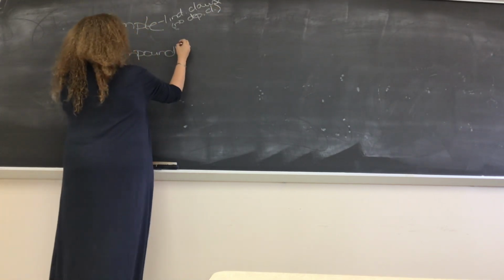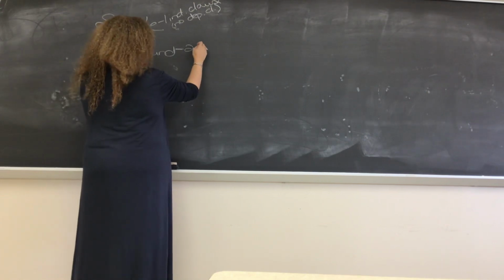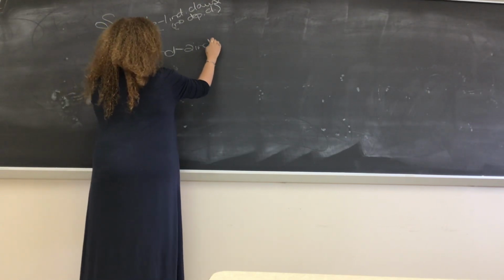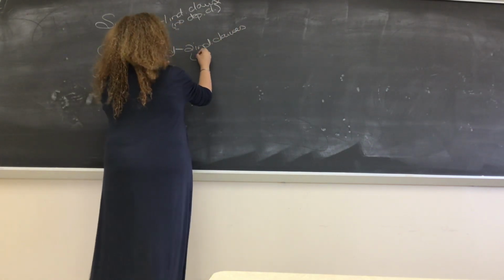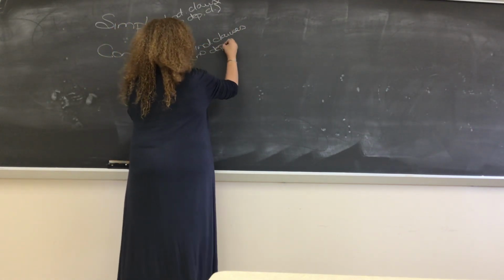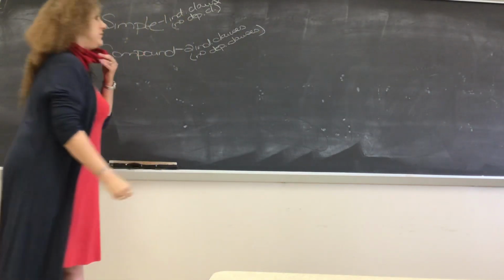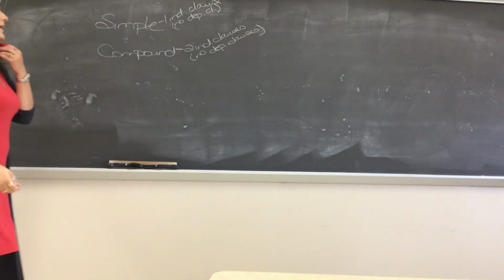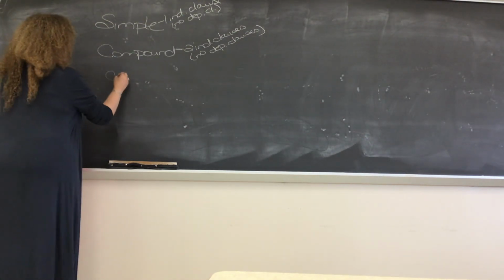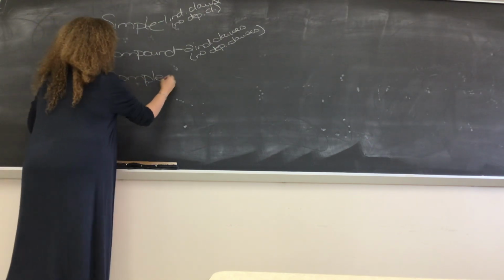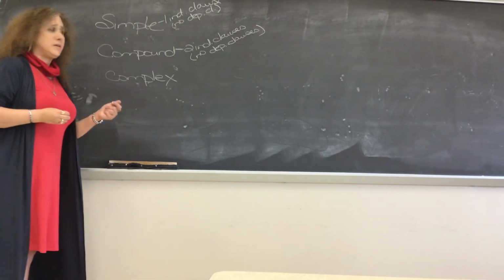Okay? Then our compound, we just said, is two or more, but generally, it's two independent clauses, still no dependent clauses. Now, here's where we're going to mix it up and have some fun. Okay, we've got two more types. We've got what Kate was just asking about a few minutes ago, which is a complex sentence, okay?